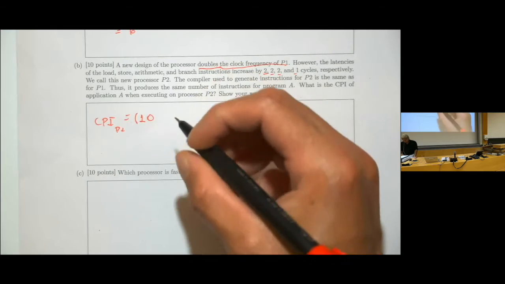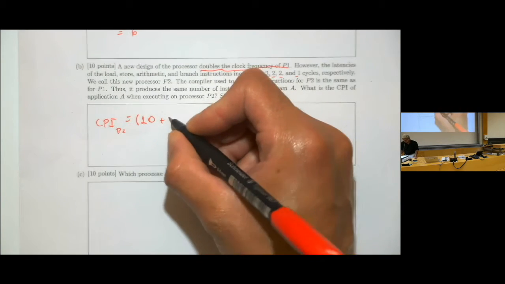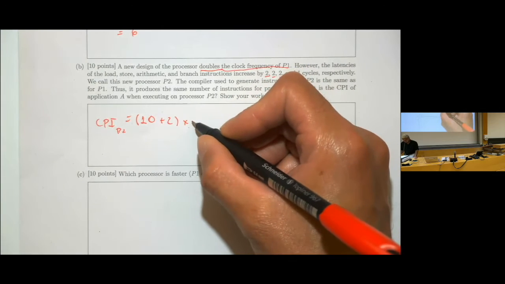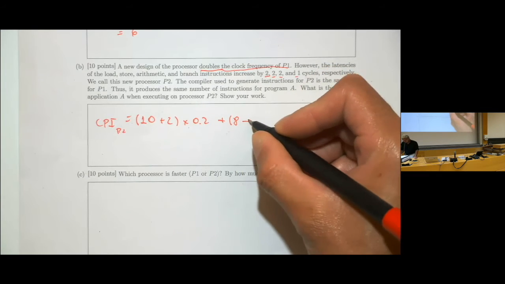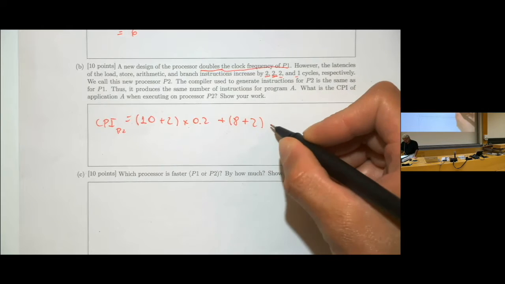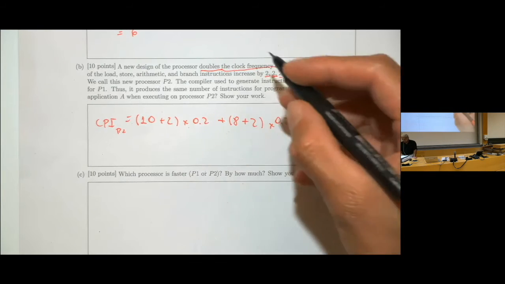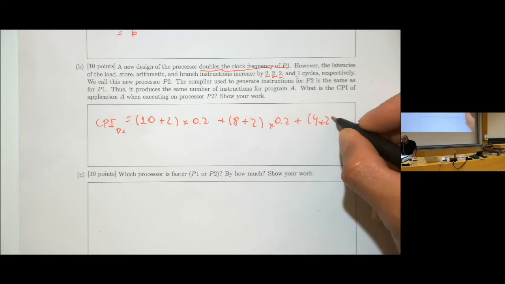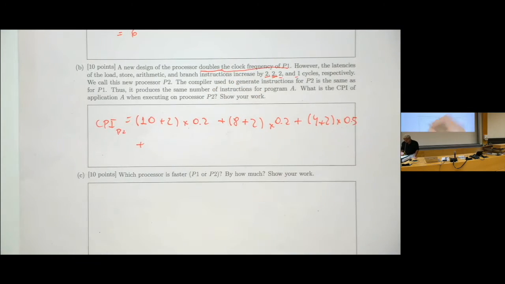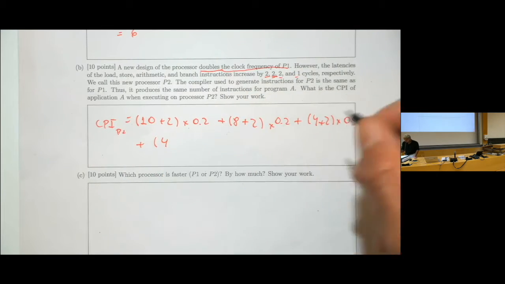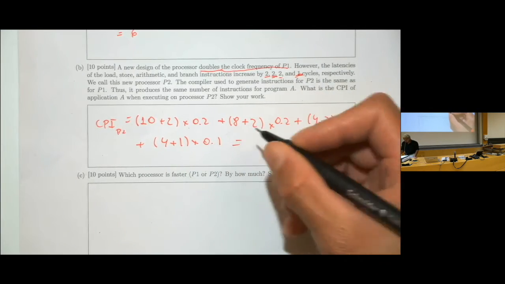The only thing that you need to do is add the added latencies. So we have the original 10 cycles for load instructions, plus 2 cycles added, times the amount of load instructions executed, 0.2, plus the original latency for store instructions, 8, plus 2 added, times 20%, plus the original latency of arithmetic instructions, plus 2 added, times 0.5, plus the original latency of branch instructions, 4, plus the one cycle that was added to branches times the amount of branches executed. And this equals 7.9.